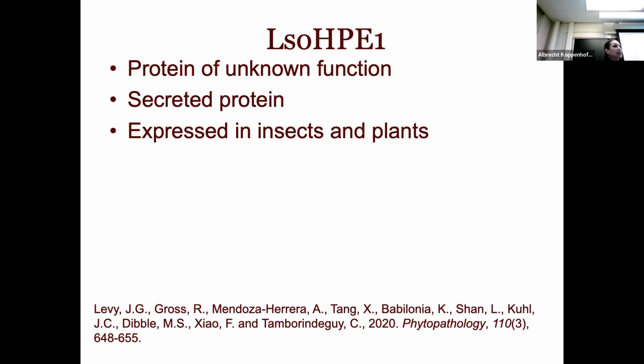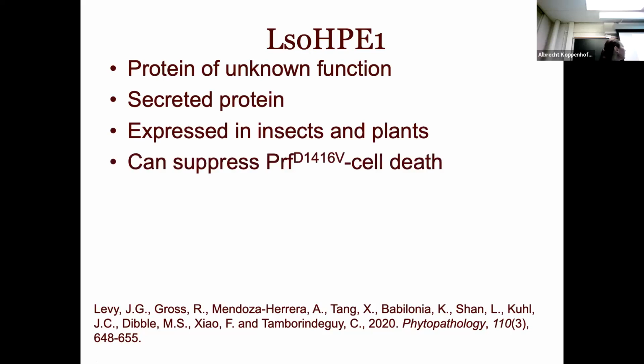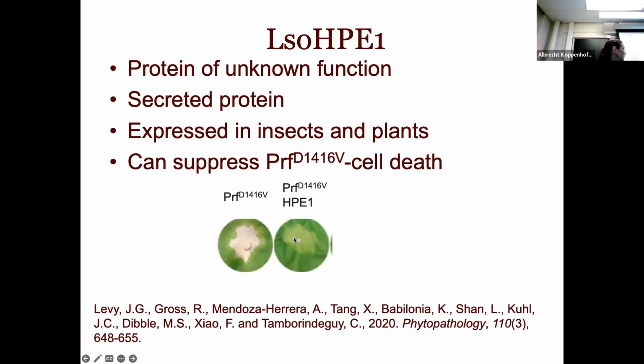It's expressed at the same time in insects and in plants, so it may be involved in disrupting immunity in both organisms. It can very efficiently suppress PRF-DV cell death, cannot suppress ROS signaling, cannot suppress calcium signaling, and as I said, it was very effective in disrupting this cell death. So it was the first effector that we moved through our pipeline, so efficient at disrupting cell death that we moved it forward to the yeast hybrid part.